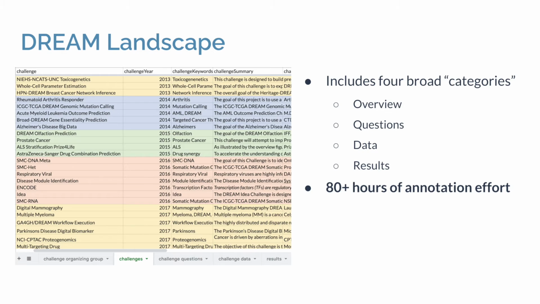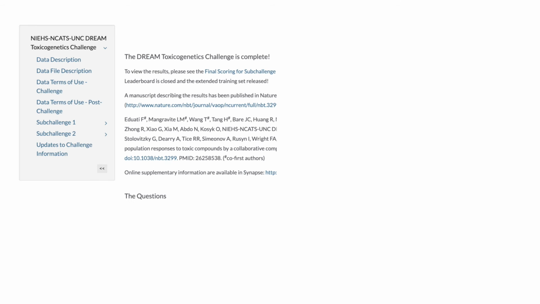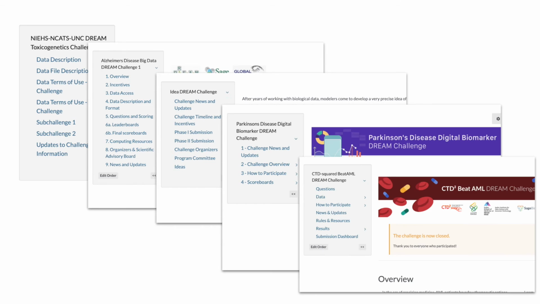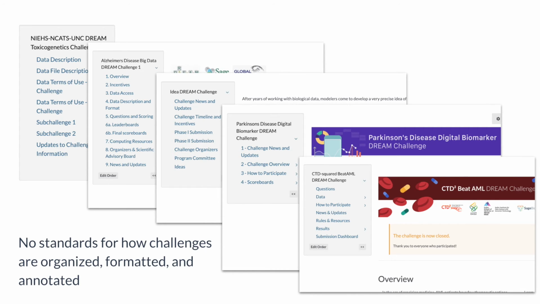Annotating these 38 challenges took myself and another colleague about 80 plus hours worth of effort, partially due to how each challenge was formatted and organized differently. There was also no standard text shared among the challenges, so programmatically annotating the challenges was out of the question.